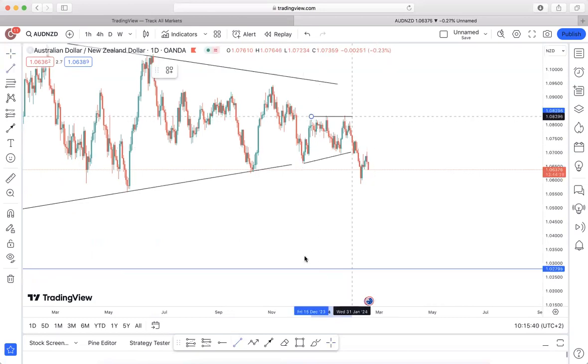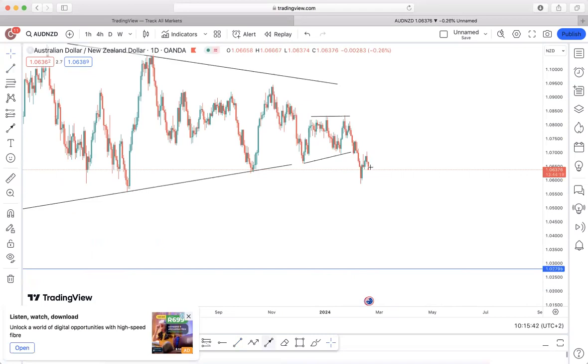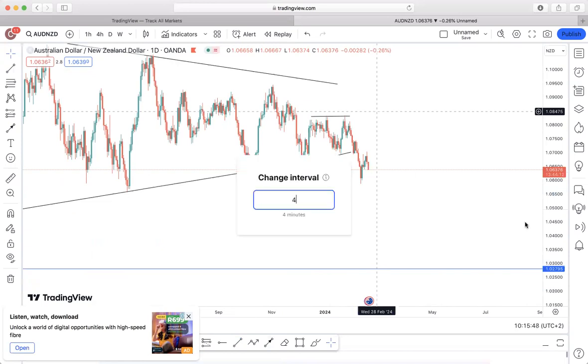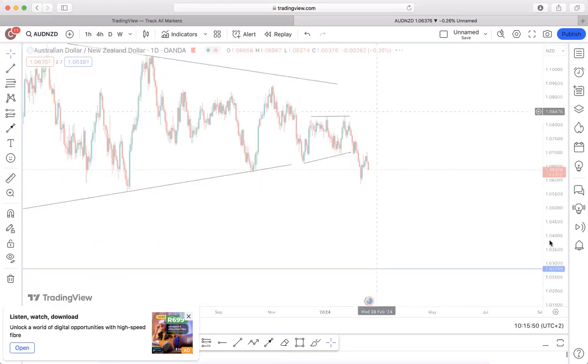This is my continuation pattern. Price did form a breakout over here, so this is having a higher probability of impulsing to the downside. And now if we're jumping into our 4-hour time frame, on the 4-hour, what are we seeing?